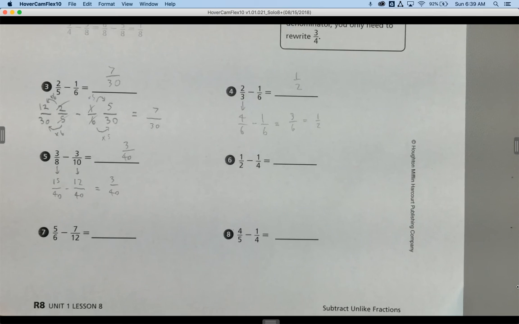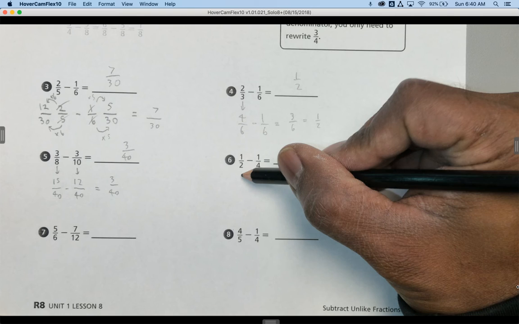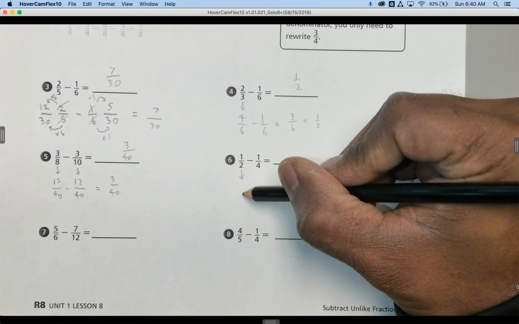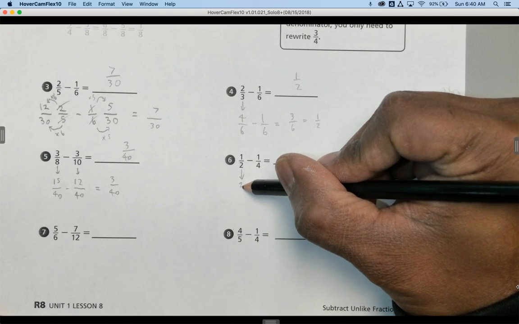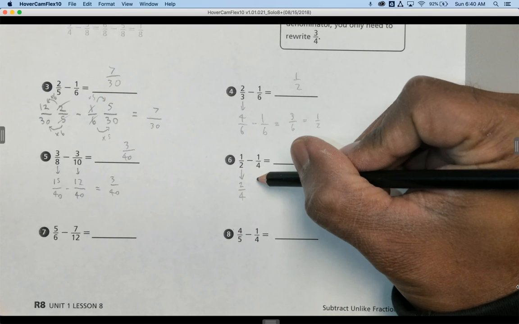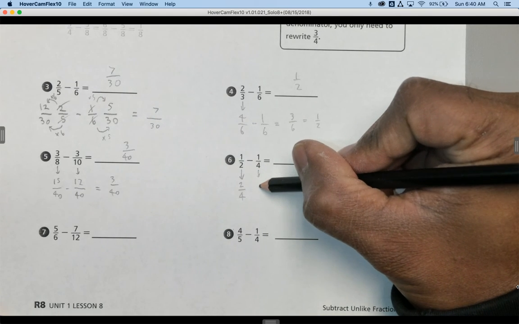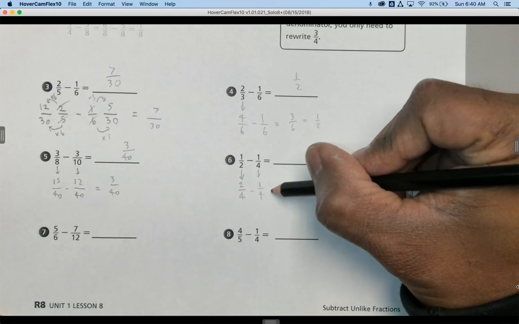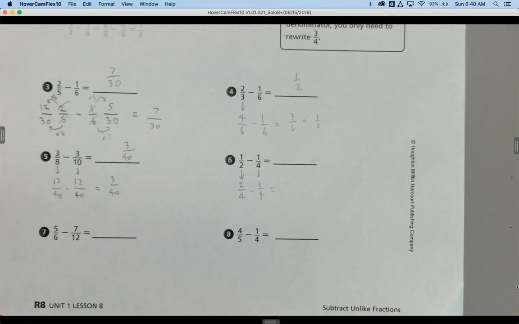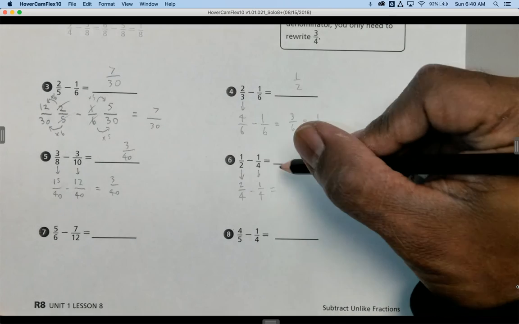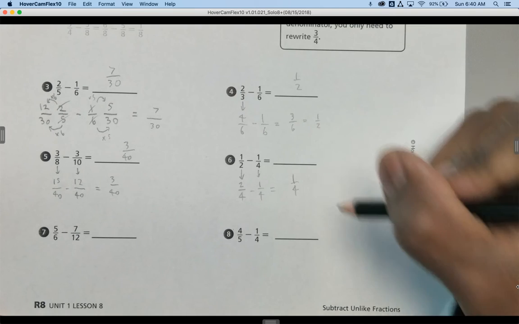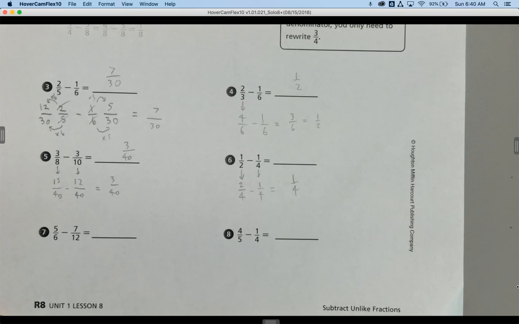Number 6, 1/2 minus 1/4. 4 is the larger of the two denominators, and 4 will work for 2. So I'm going to rewrite 1/2. Multiply the bottom and top by 2 to rewrite this as 2/4. 1/4 remains unchanged. 2/4 minus 1/4 is 1/4. I'll write it up here.